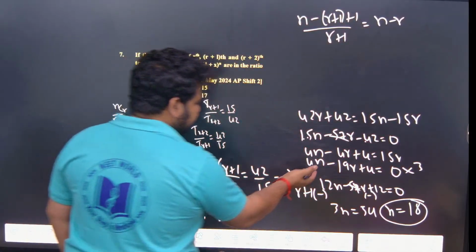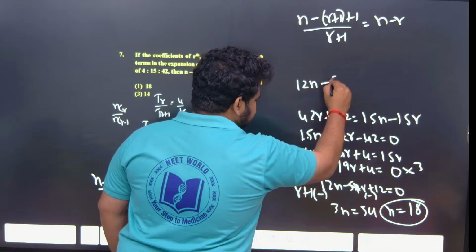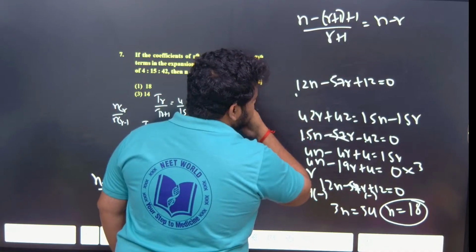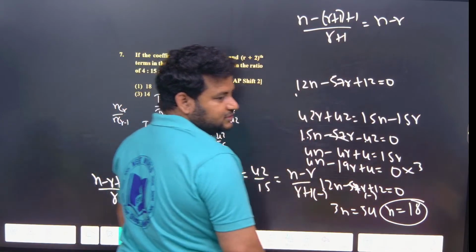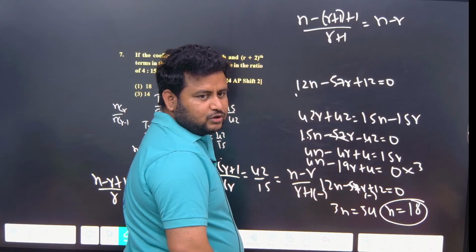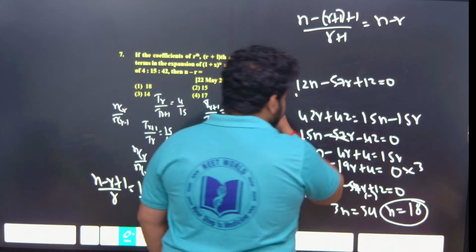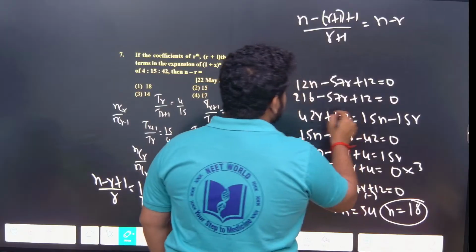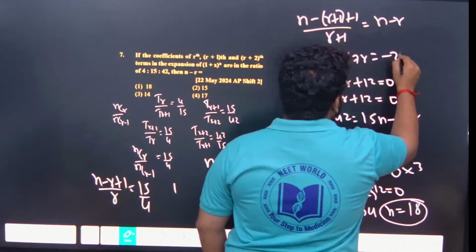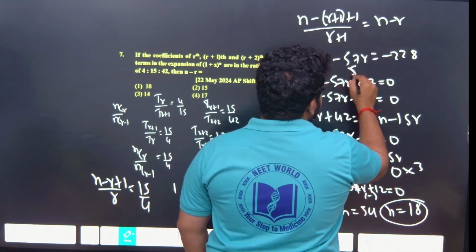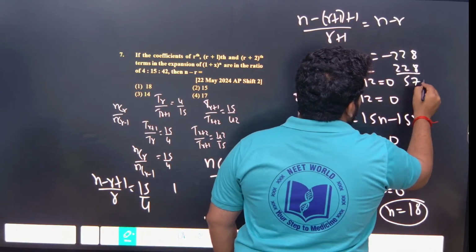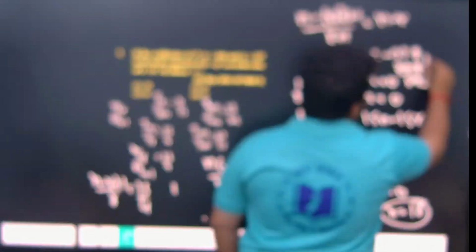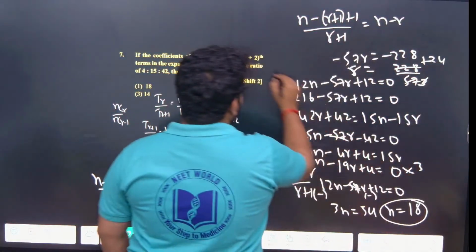So for the second equation, what do we have? 12n minus 57r plus 12 is equal to 0. 12 into 18 is how much? 18 tens are 180, 198, that is 216. Correct? So 216 minus 57r plus 12 is equal to 0. So minus 57r is equal to minus 228. So r is equal to 228 by 57. We will get r is equal to 4.